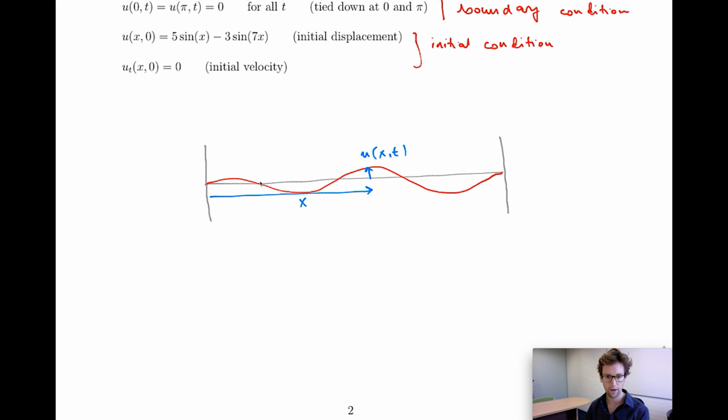So again, we're thinking about u here as being the vertical displacement of a guitar string, and that vertical displacement is going to depend upon the position along the string and how much time has gone by. Now, we're told that at all times, at values of x equal to 0 and at x equal to pi, our displacement is 0.